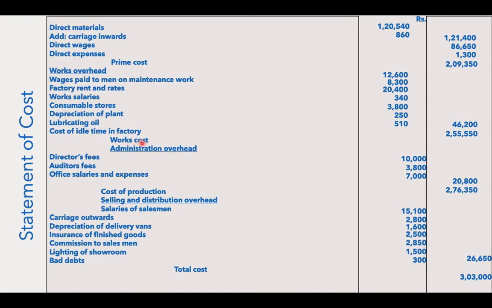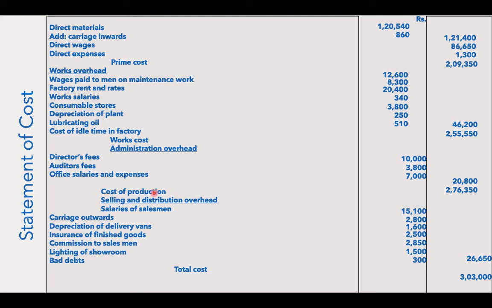So along with the works cost, we have to add the administration overheads. Administration overheads in the problem, we have director's fees 10,000, auditor's fees it is 3,800. Then office salaries and expenses we have 7,000. So if we add all these administration overheads, we will be getting the total as 20,800. So we have to add this 20,800 along with the works cost 2,55,550. So we'll be getting the answer as 2,76,350. And this is actually called as our cost of production.